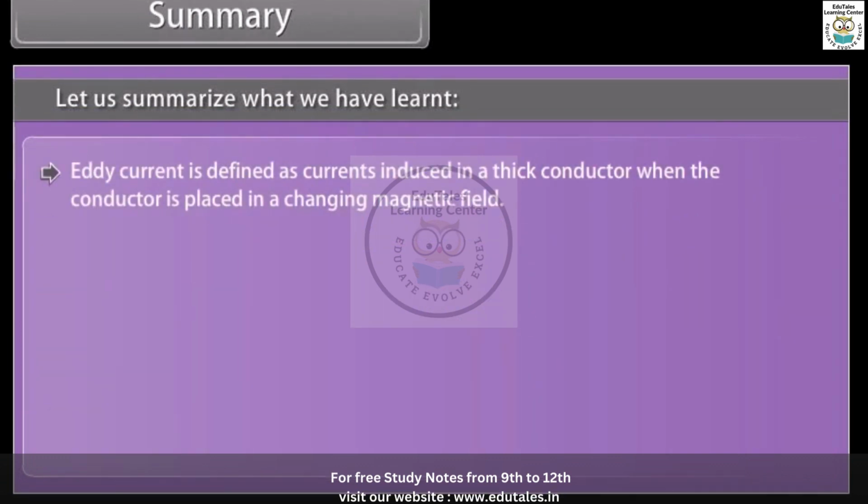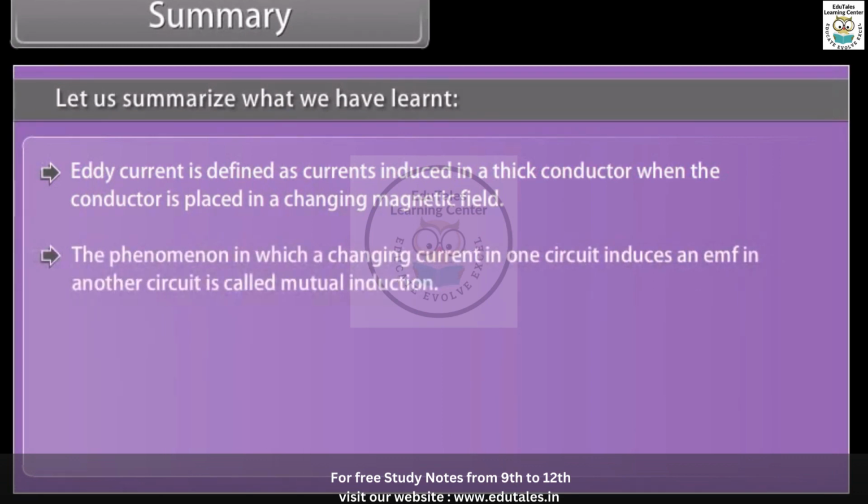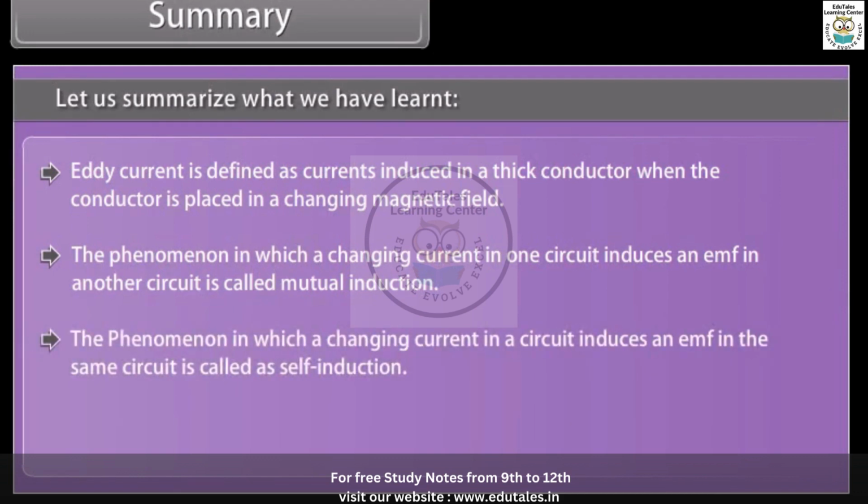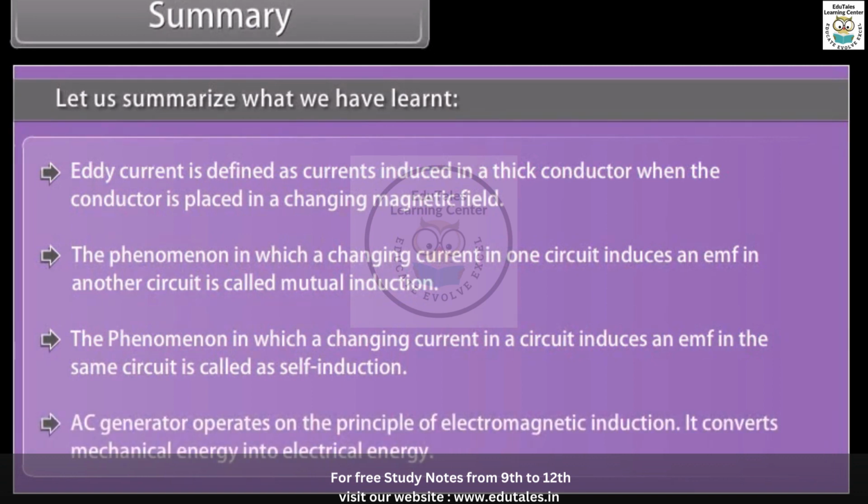Eddy current is defined as currents induced in a thick conductor when the conductor is placed in a changing magnetic field. The phenomenon in which a changing current in one circuit induces an EMF in another circuit is called mutual induction. The phenomenon in which a changing current in a circuit induces an EMF in the same circuit is called self-induction. The AC generator operates on the principle of electromagnetic induction. It converts mechanical energy into electrical energy.